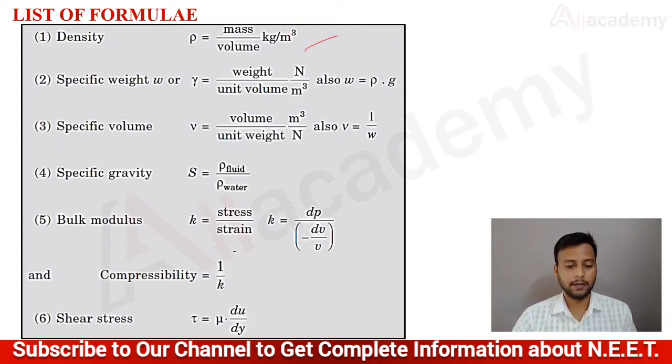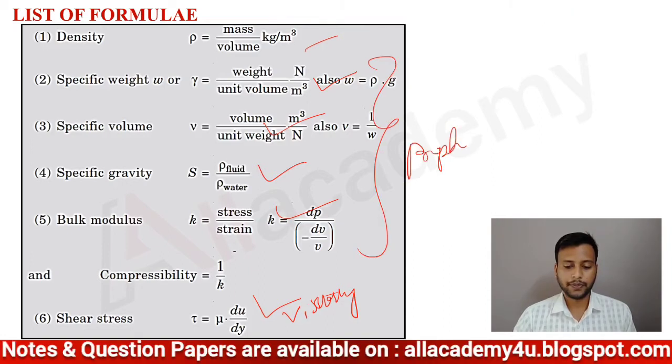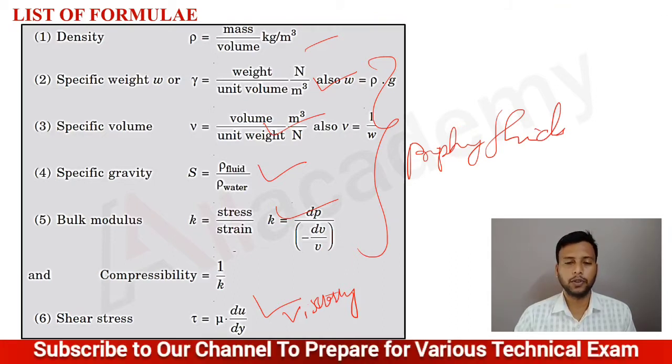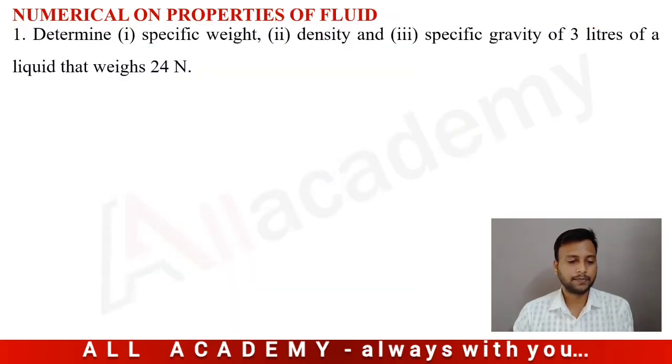That is the density, then specific weight, specific volume, specific gravity, bulk modulus, and shear stress. This formula is for viscosity numericals, and these all are basically for the property of fluids. These formulas are used for properties of fluid numericals, and this equation is used for the viscosity related numericals. Now let us solve the first numerical.